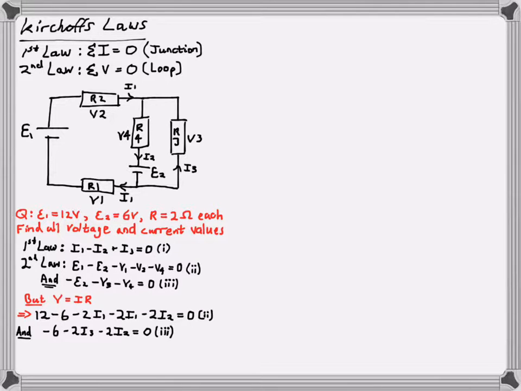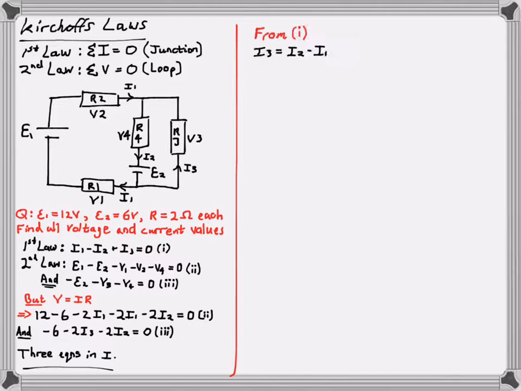Why is it useful to do that? Well, now I've got 3 equations in I. So 3 equations involving current. I've got 3 unknown currents, but because I have 3 equations, I can simultaneously equate them to figure out those current values. So from equation 1, I can say that I3 is equal to I2 minus I1. So I'm going to work with I3 first. I rearrange that to get I3 by itself.